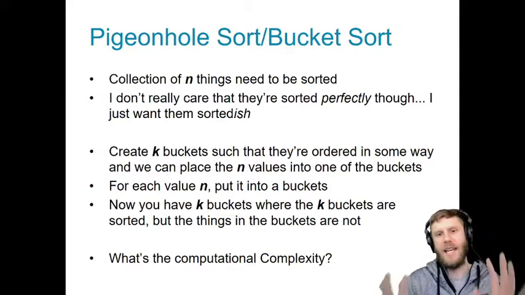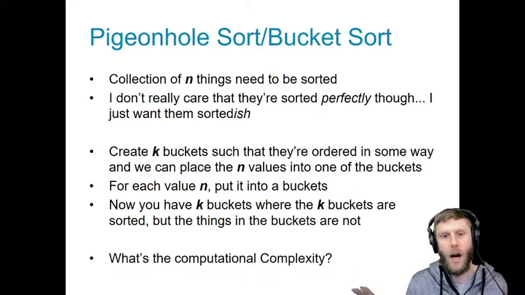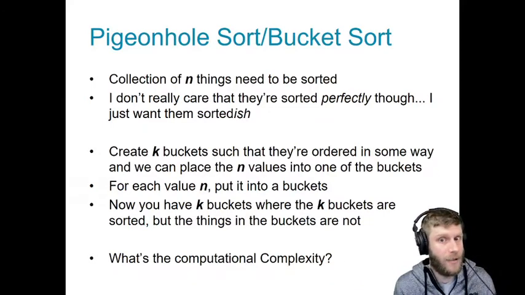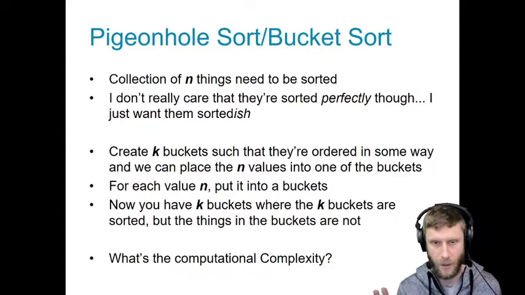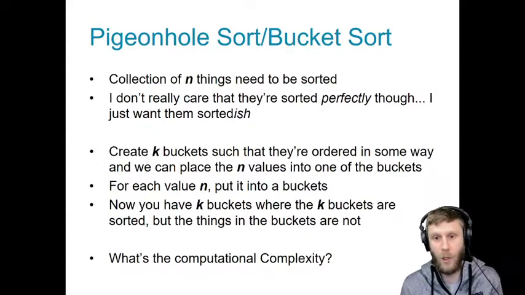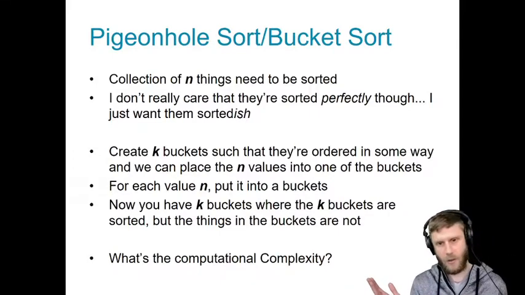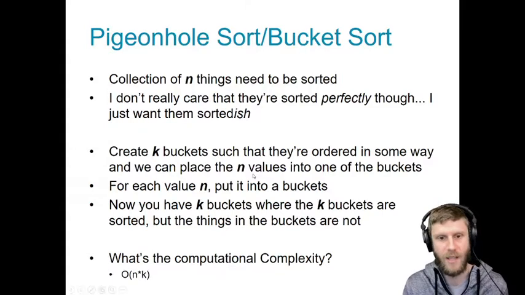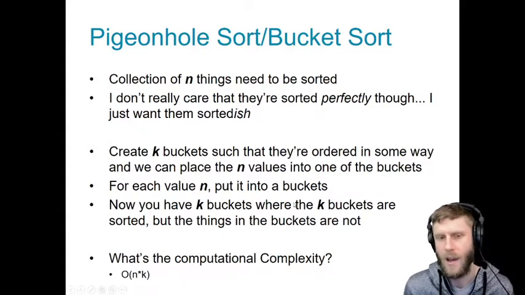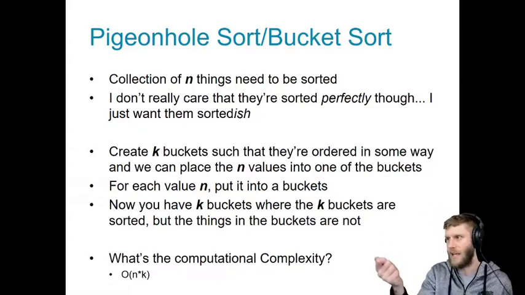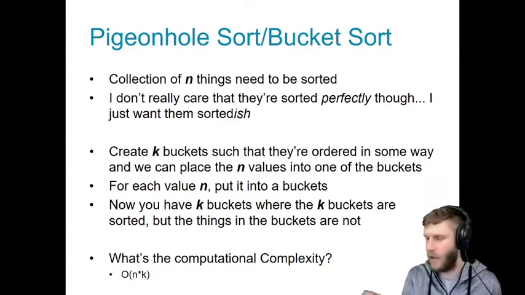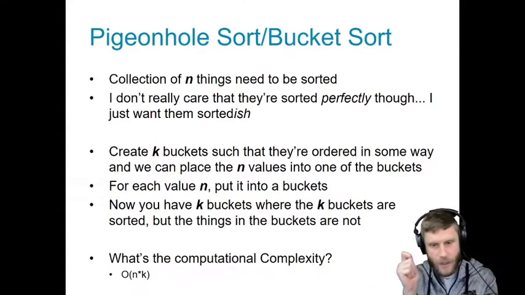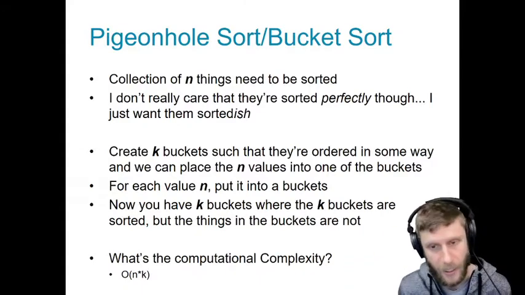But the idea is, if I have n things to be sorted, I'll create k buckets, where in the case of exams, I'm going to do it alphabetically. I'm going to create a bucket for each letter. And then I'm going to look at each of the n things and put them into the relevant bucket. And the total computational complexity of this is going to be n times k, because I'm going to have to take each thing and compare that one thing to each of the k buckets. And I go, okay, it's an A. Is it an A, B, C, D? Oh, and put it in the right thing.